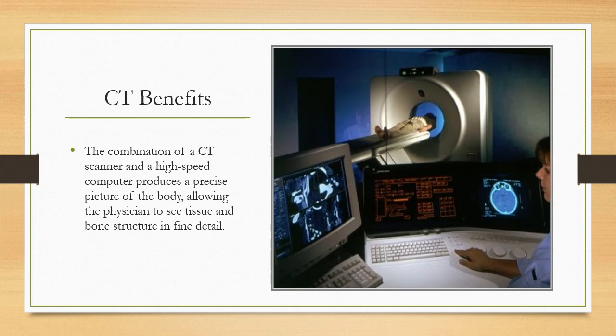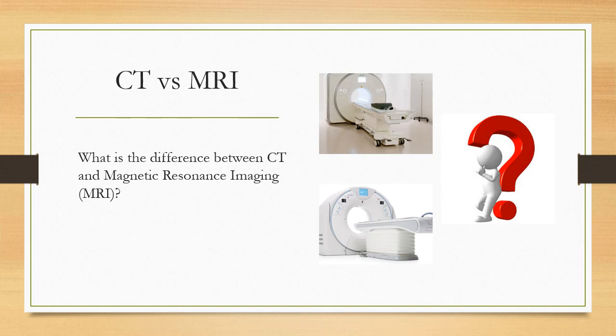In this section, we'll talk about the benefits of CT. In the image to the right, you see a CT scanner machine tethered to a high-power computer. Together, these produce a precise picture of the body, allowing the physician to see tissue and bone structure in fine detail. Now let's go over some of the differences between CT, MRI, and X-rays.